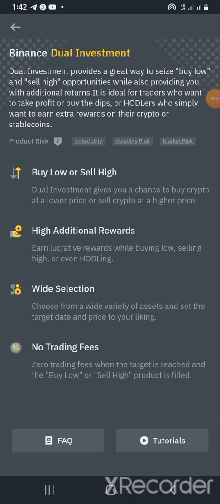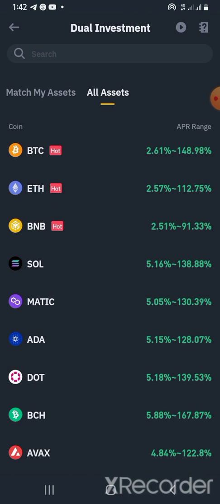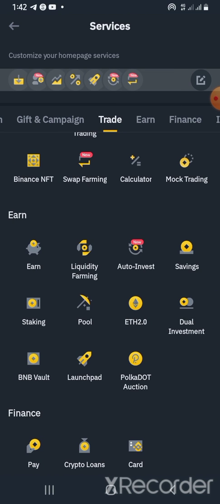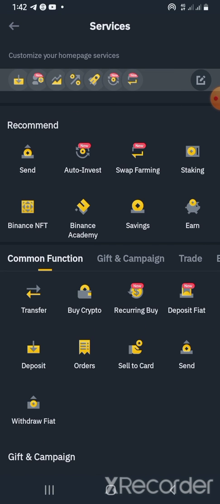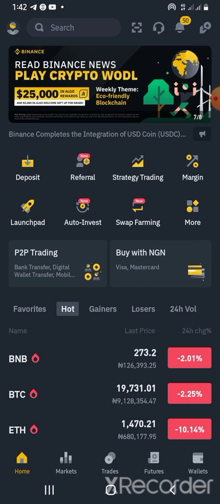So you can see what they said, and it's very clear. So we move to the next phase, which is the Binance P2P section.